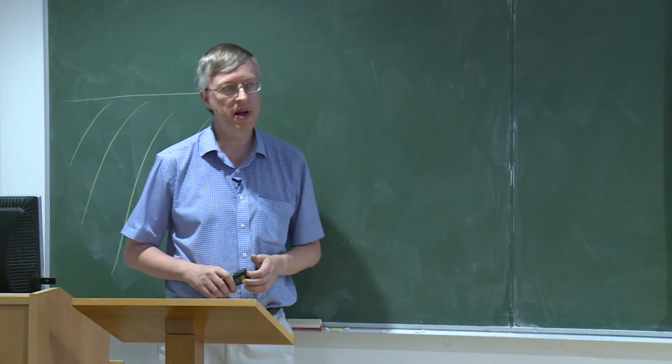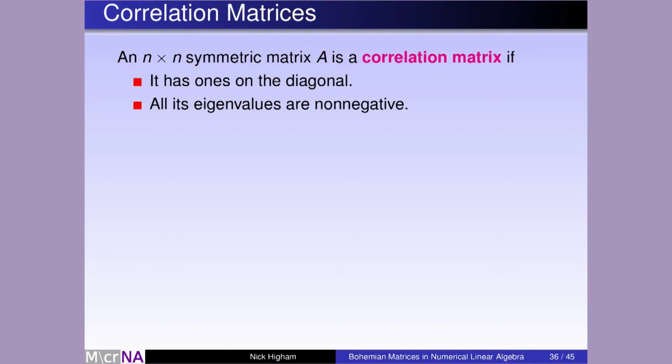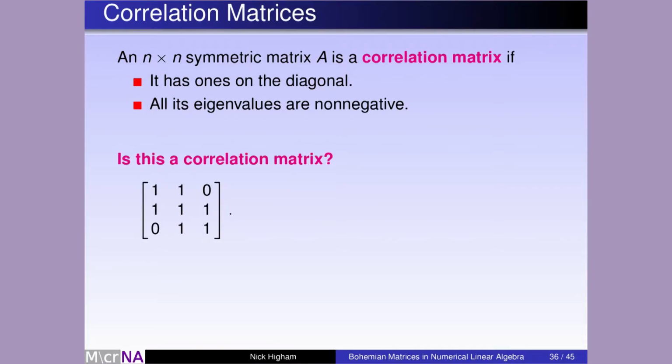Correlation matrices, a completely different topic. This is something I've worked on quite a bit over the last 10 or 15 years. So what is a correlation matrix? It's a symmetric matrix with ones on the diagonal that is also positive semi-definite. So that's a simple definition. So there's a matrix, and I'll ask you, is that a correlation matrix? It's symmetric, it's got ones on the diagonal, so the only question is about the signs of the eigenvalues. So are all the eigenvalues non-negative or not?